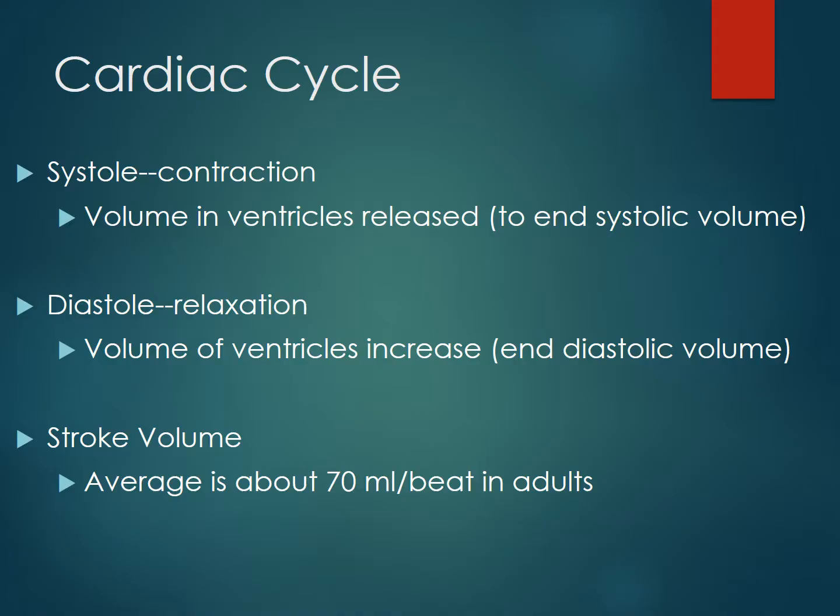Cardiac cycle, the systole is contraction, and that's when the volume in the ventricles is released. Okay, that means that's where the contraction happens in the left ventricle. Diastole is relaxation. This is when preload happens. Okay, the volume of the ventricles is increased. Stroke volume is how much of that blood is sent out. Okay, average is about 70 milliliters per beat in average adults. Of course, that can be increased or decreased depending on what's going on with the patient.